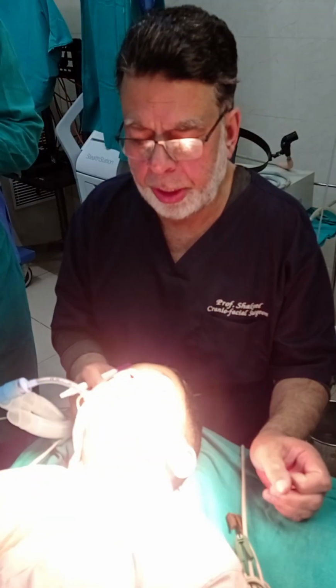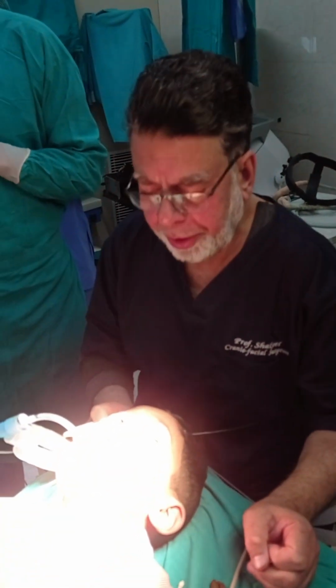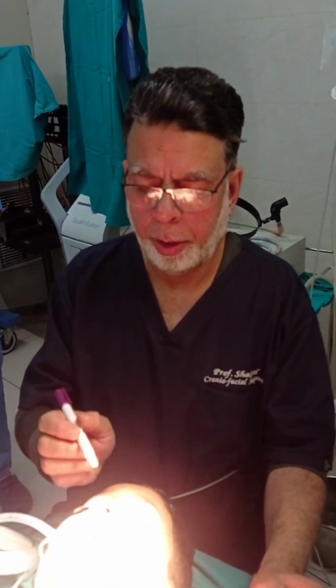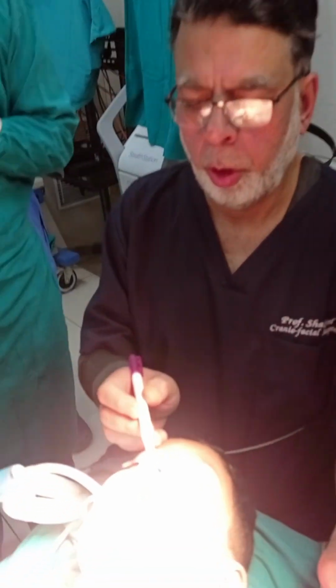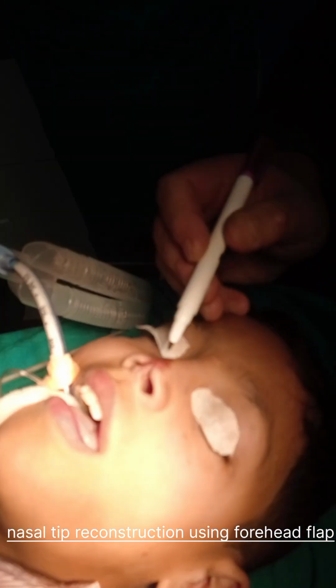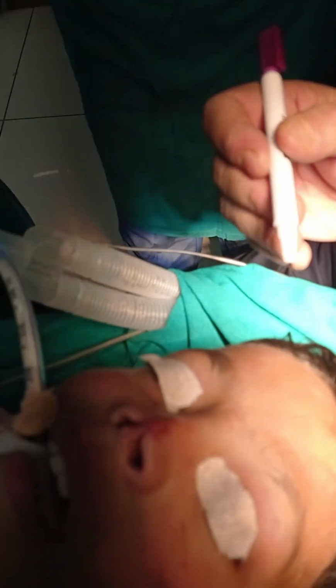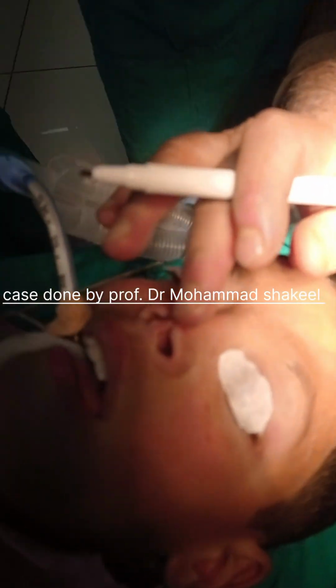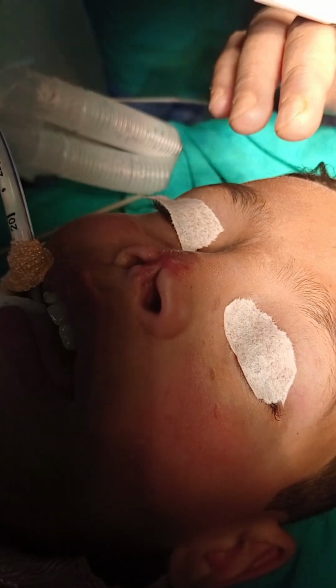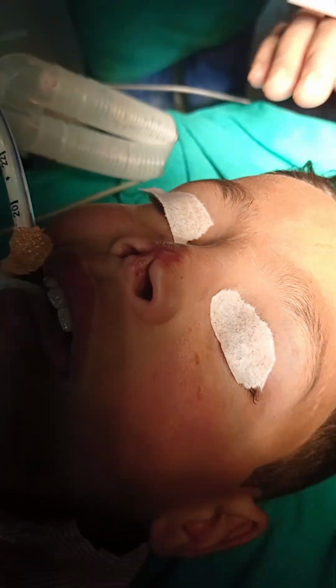I'll be demonstrating a case of dog bite. Now, if you see his nose, part of the dorsum is gone, part of the columella is gone. If you want to do a reconstruction of this part, there is no better way than doing it by a forehead flap.